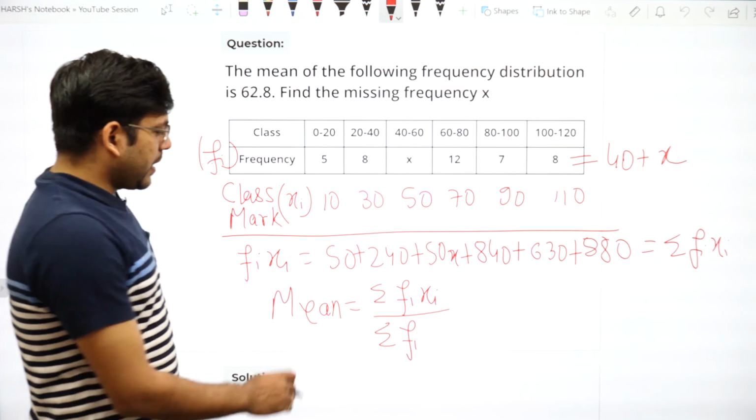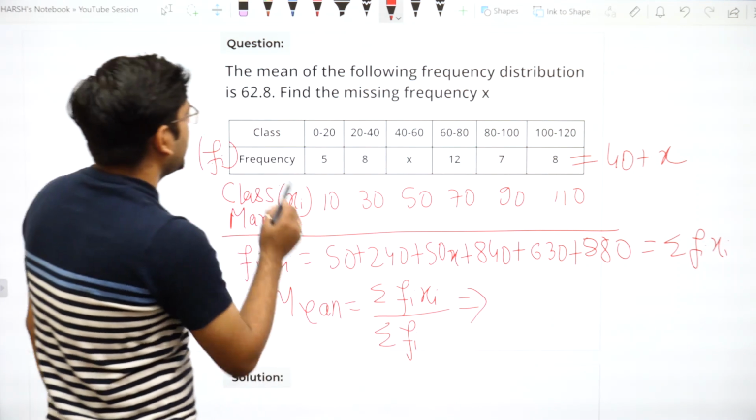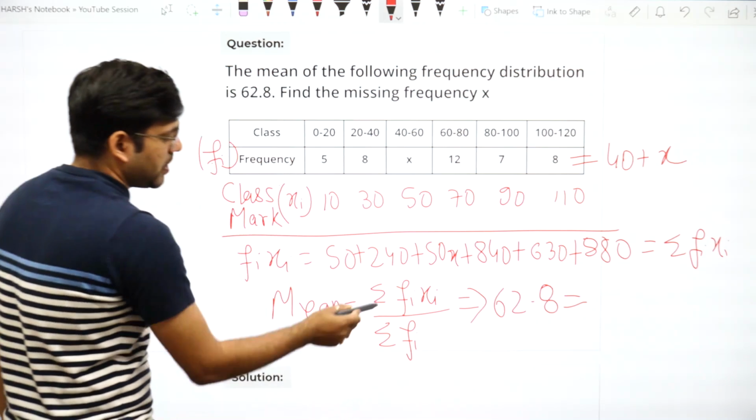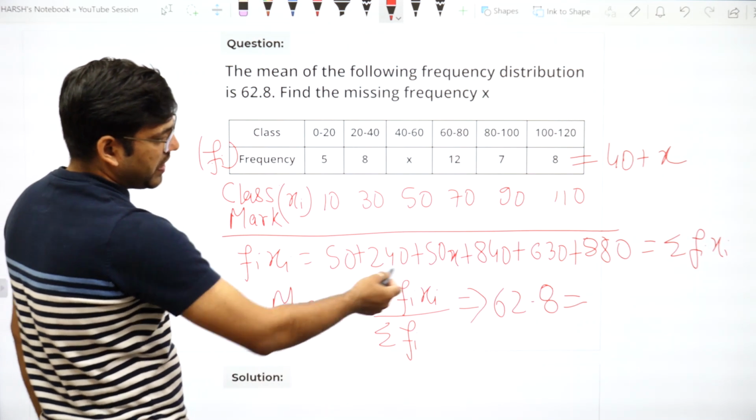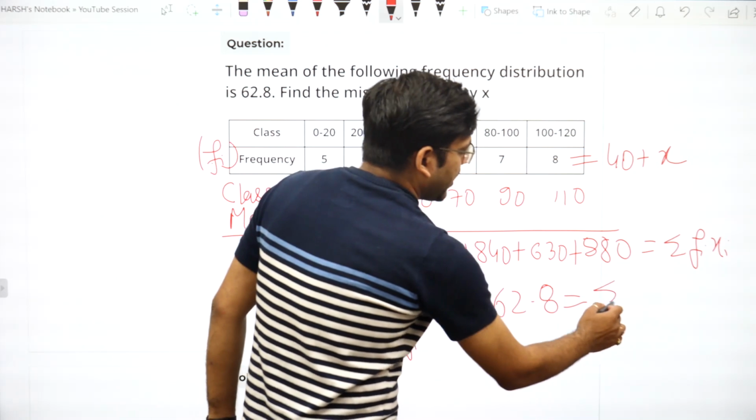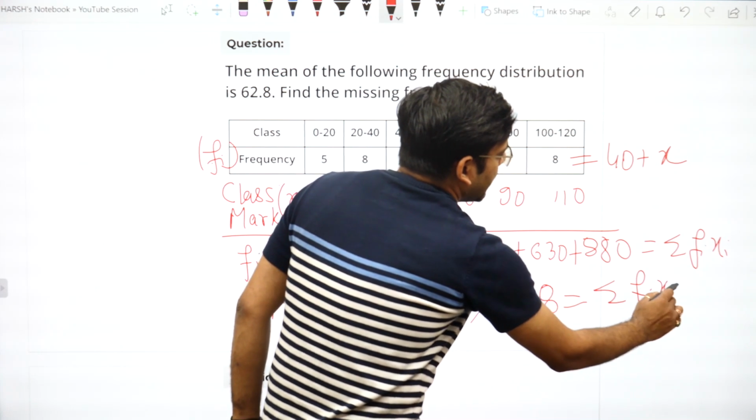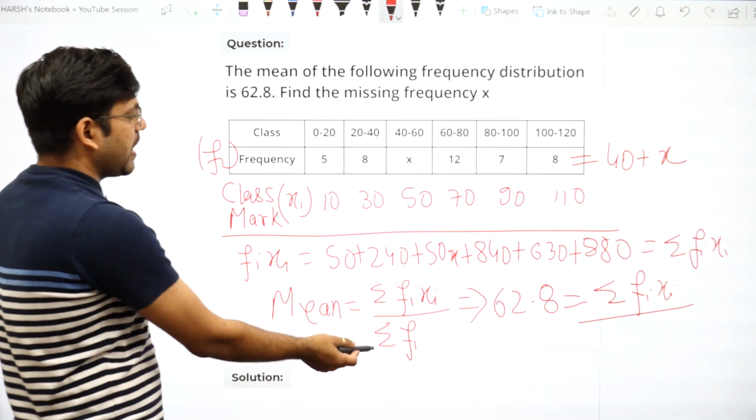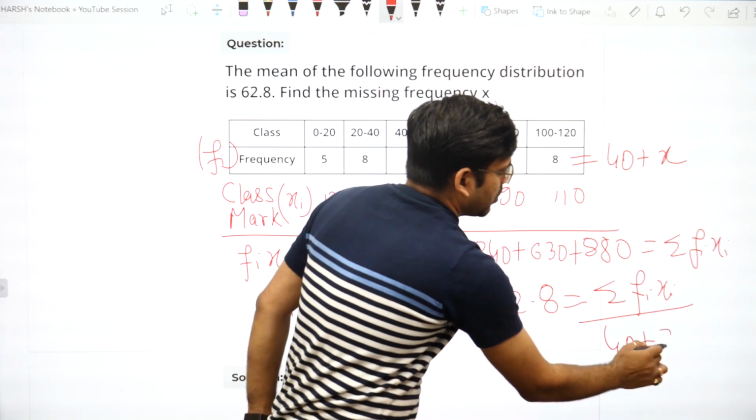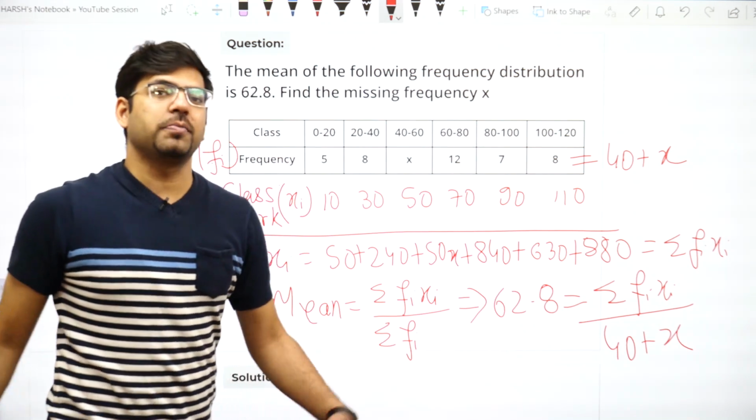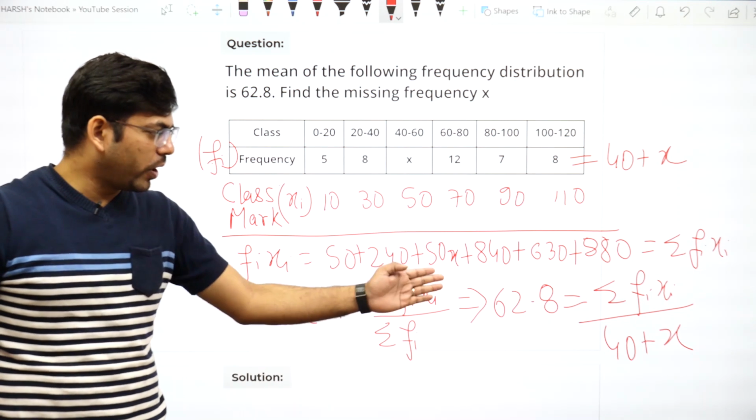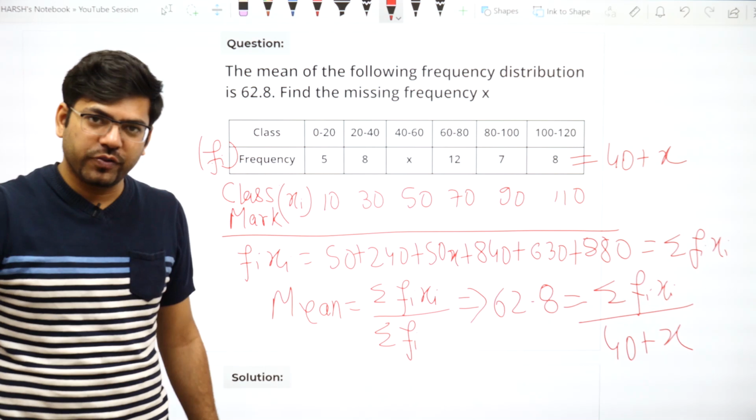Now here, all the values are given already. 62.8 in place of mean, 62.8 is equal to summation Fi, Xi divided by summation Fi. So this summation Fi, Xi you have got, you just need to add them and put it here, divided by summation Fi. Summation Fi is already there, 40 plus x. So here only one quantity is unknown, that is x, and you would be able to find it using this method. So I guess I am clear with this point, how you can solve these kinds of questions.